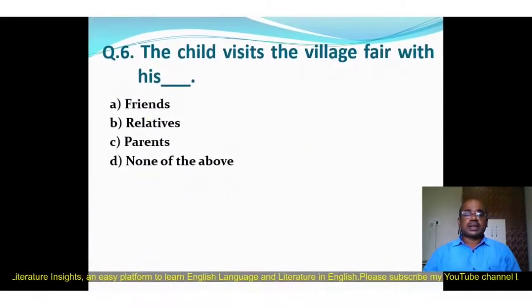Question number 6. The child visits the village fair with his blank. A. Friends, B. Relatives, C. Parents, D. None of these. The correct answer of this question is C. Parents. The child visits the village fair with his parents.